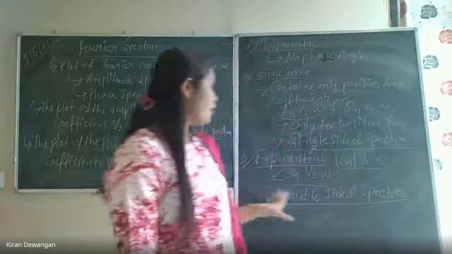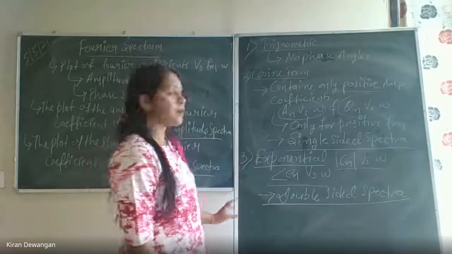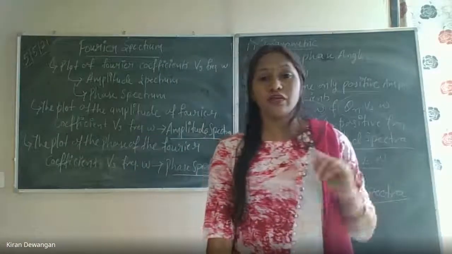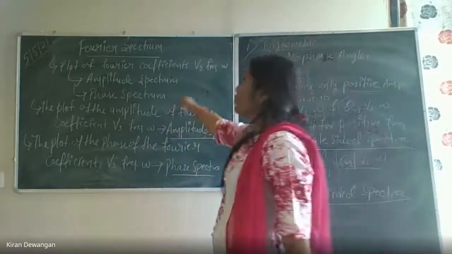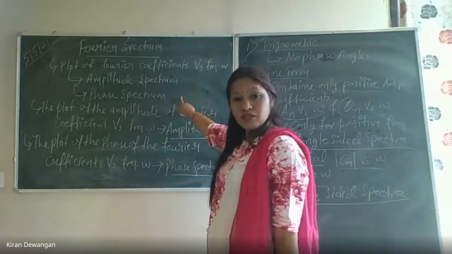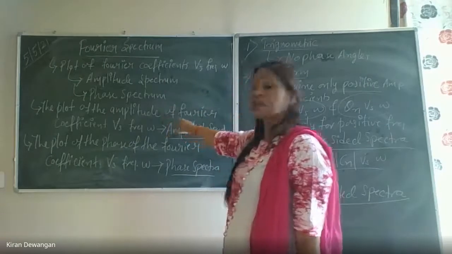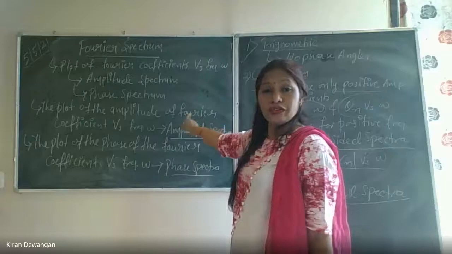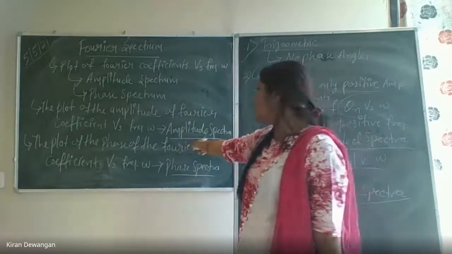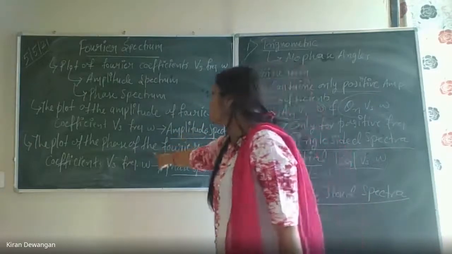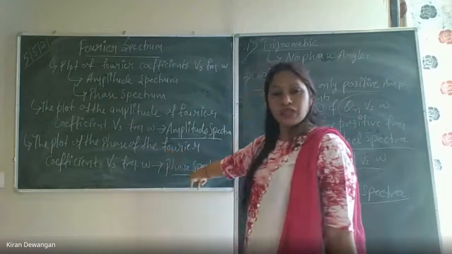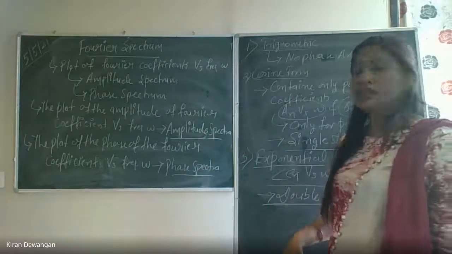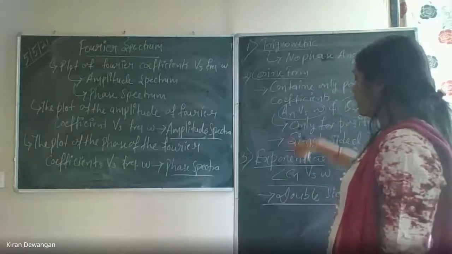So that was all about the Fourier spectrum that we have studied today: what actually is a Fourier spectrum. It is a plot of the amplitude spectrum and the phase spectrum. The amplitude spectrum is the magnitude of the Fourier coefficient versus frequency, and the phase of the coefficient versus frequency is the phase spectrum.